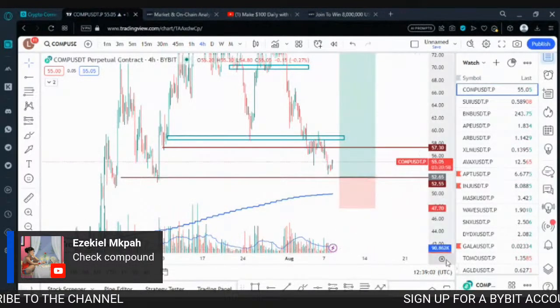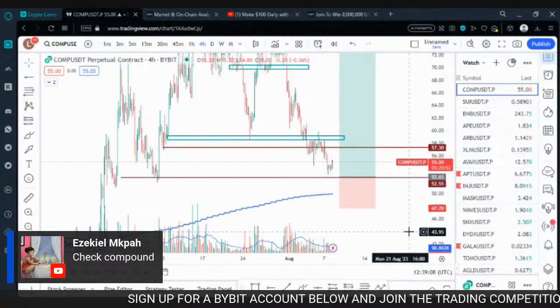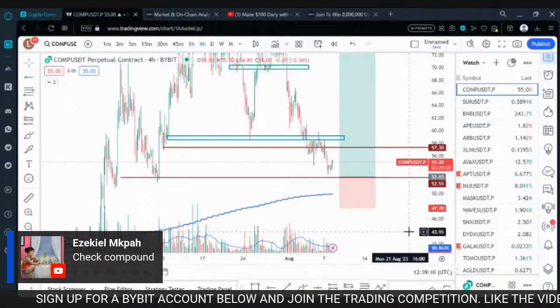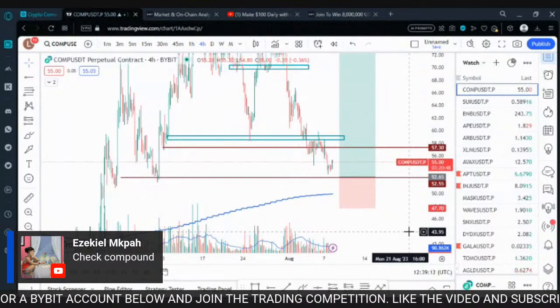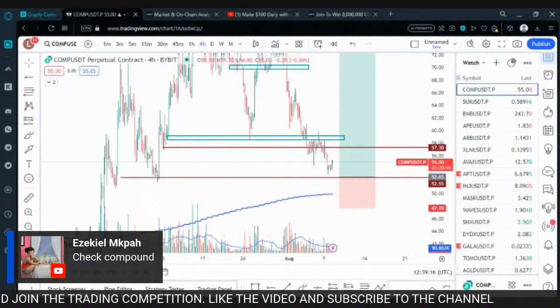That's 52.65. So that is a setup. You can copy it. Ezekiel, you can copy the setup if you want. Okay, 52.65 is where I want to enter a trade to the long side for Compound coin.